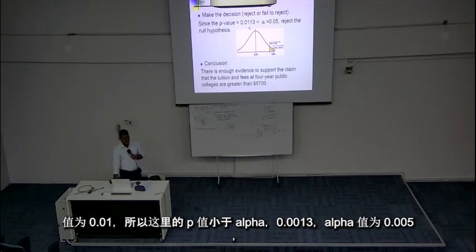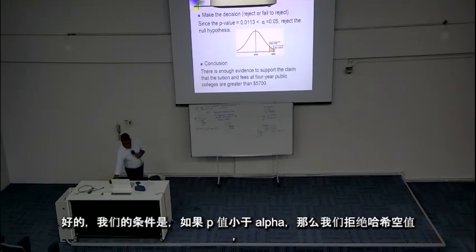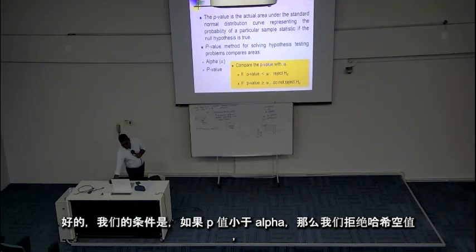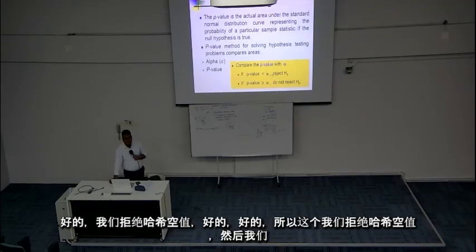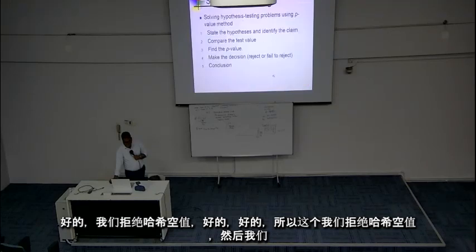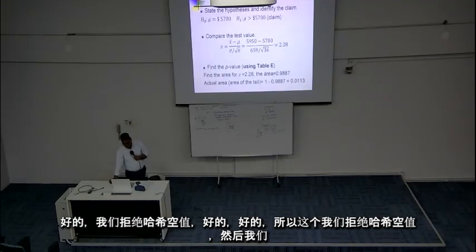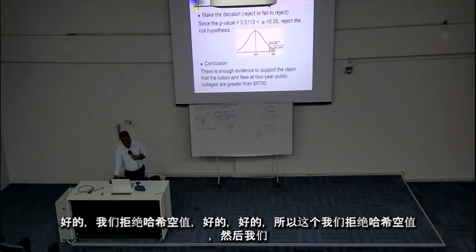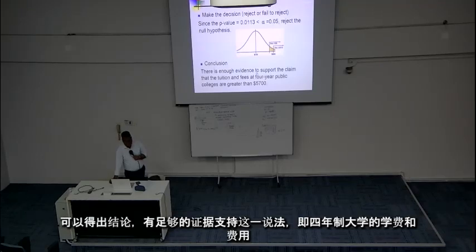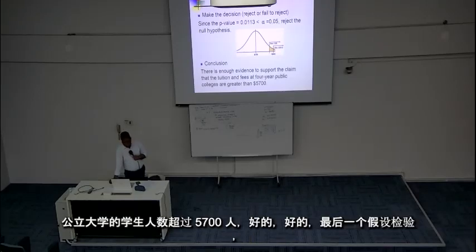So the p-value here is less than alpha, 0.0113 versus 0.05. Our condition is if the p-value is less than alpha, we reject the H null. So we reject the H null, and we can conclude there is enough evidence to support the claim that the tuition and fees at 4-year public colleges are greater than 5700.